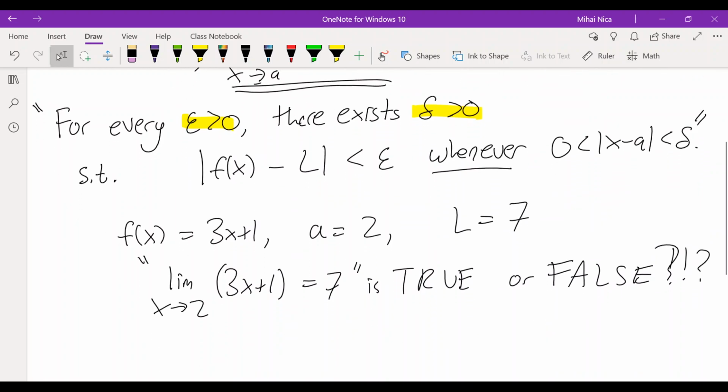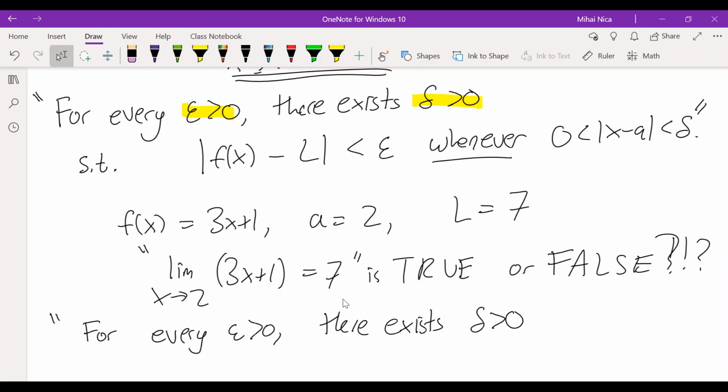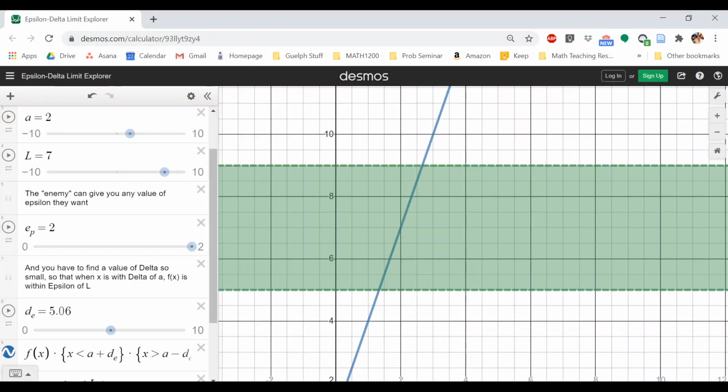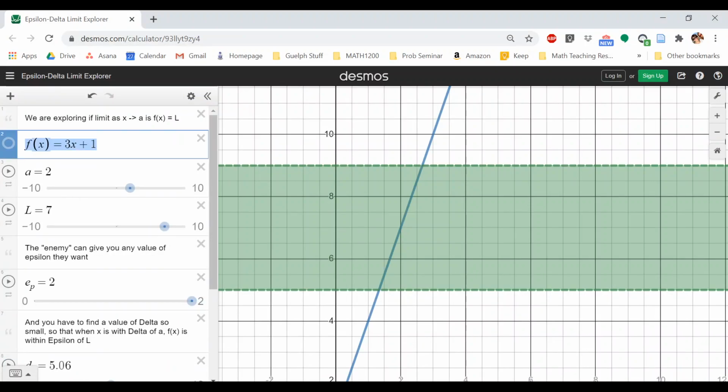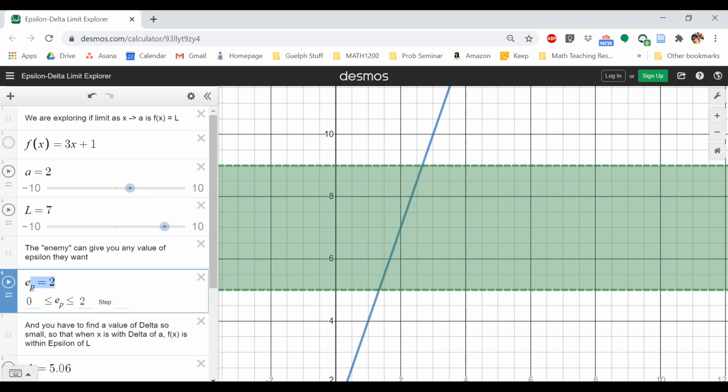Okay, so what does this look like in the Explorer? So this thing equals 7. This means for every epsilon greater than 0, there exists delta greater than 0 such that |f(x) - 7| < epsilon whenever |x - 2| < delta. So that's what it means. What does that look like in the Desmos? So here's f of x is 3x plus 1, a equals 2, and L equals 7. The epsilon slider is this EP thing.